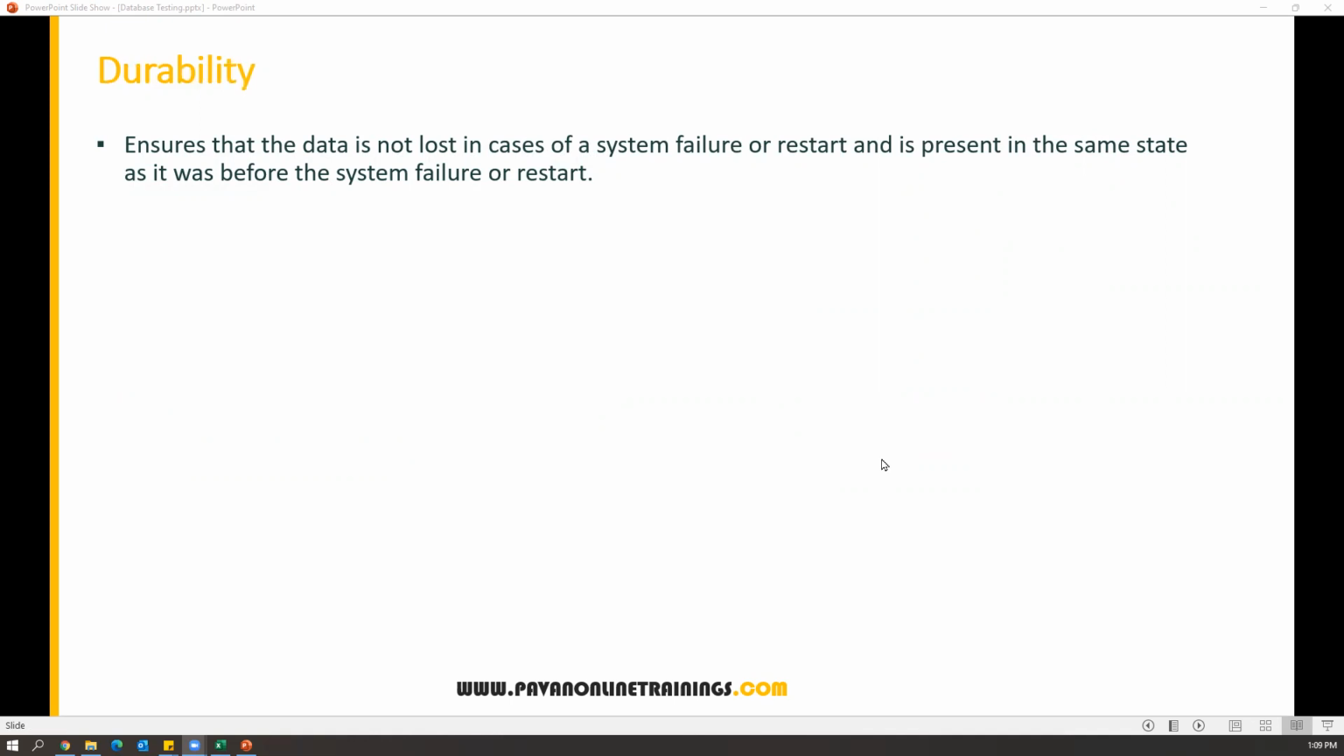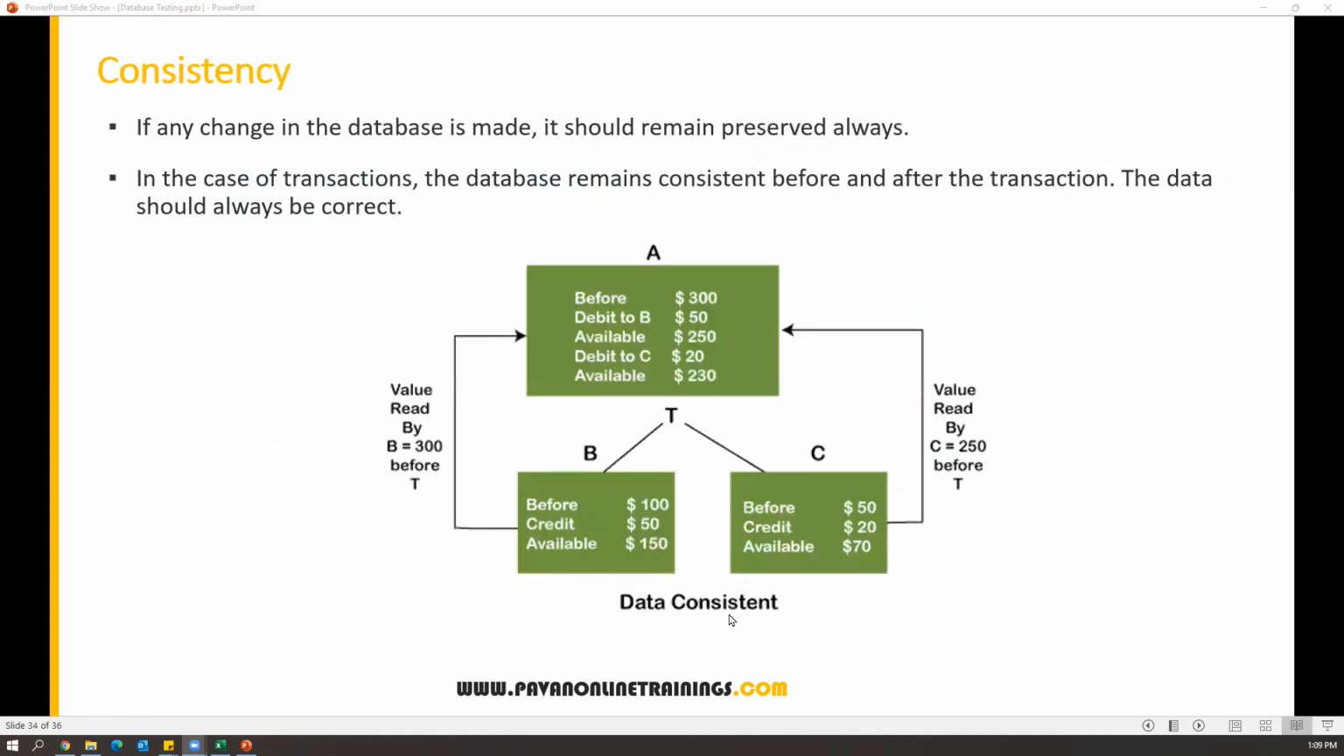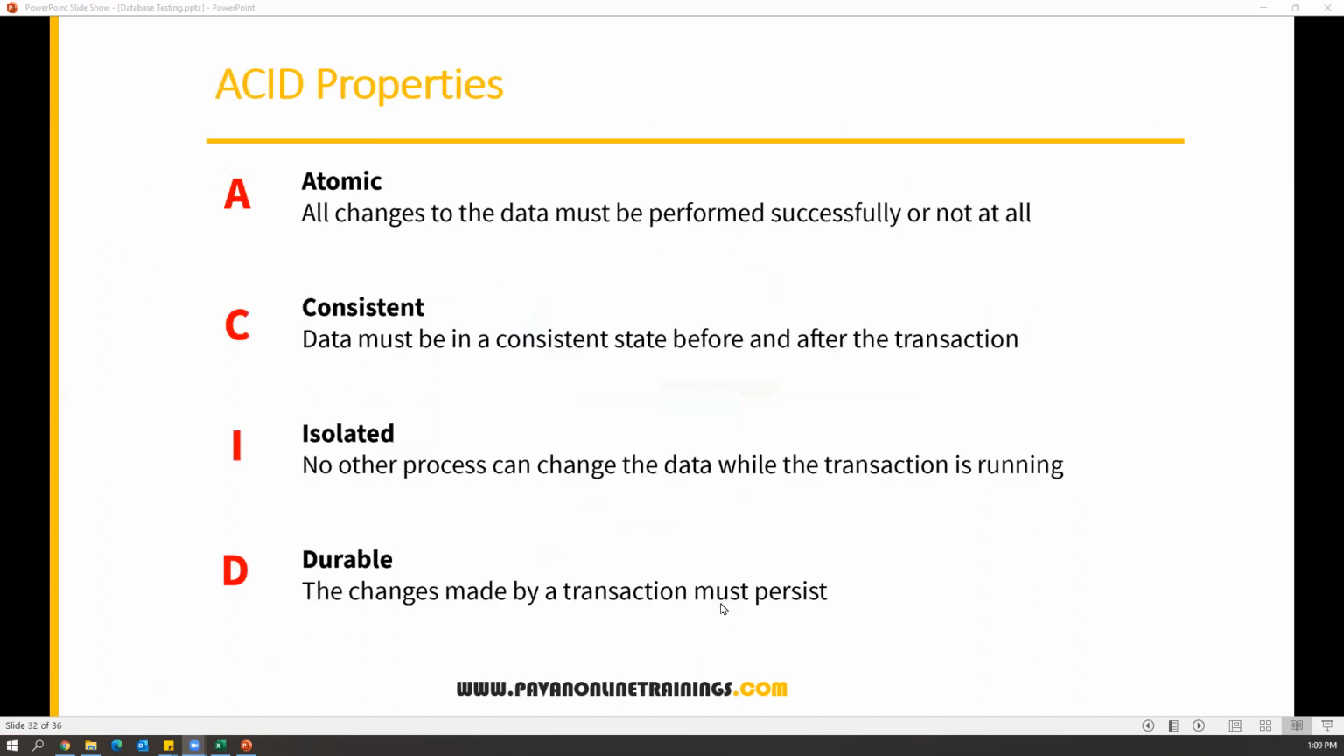And this type of ACID properties testing is very important as part of database testing, especially for financial applications like banking applications. We have to conduct ACID properties testing to check whether the data is updating properly and whether the data is consistent. And when you perform multiple transactions, whether the isolation feature is working properly, and whether it is durable or not, which we need to test. So this is all about ACID properties testing as part of database testing.